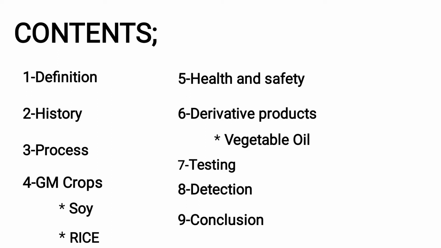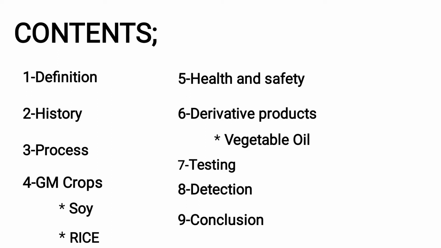whether GM foods are safe for human health. Then in the next content, we study derivative products, meaning products obtained from basic products like vegetable oil. It is a derivative product, and it is produced from ghee in the laboratory.